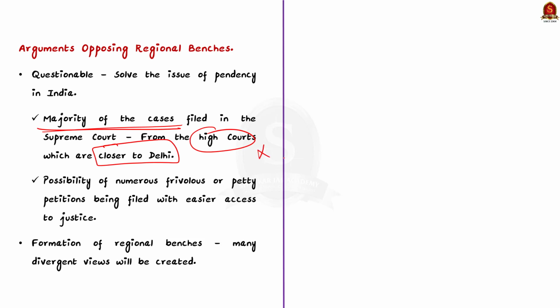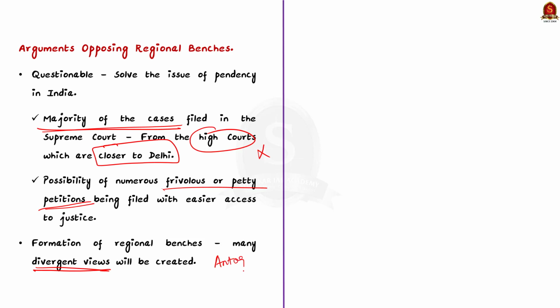Moreover, there is also a possibility of numerous frivolous or petty petitions being filed with easier access to justice. Thus, it may solve a few problems while creating many. Secondly, with the formation of regional benches, many divergent views will be created. Know that sometimes they may be antagonistic to each other, thus reducing the authority of the court.